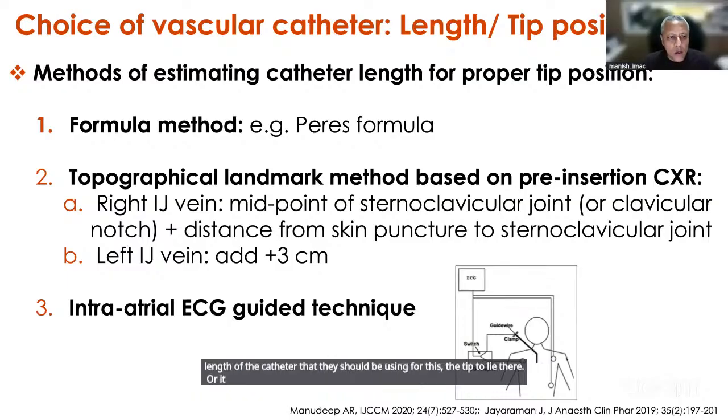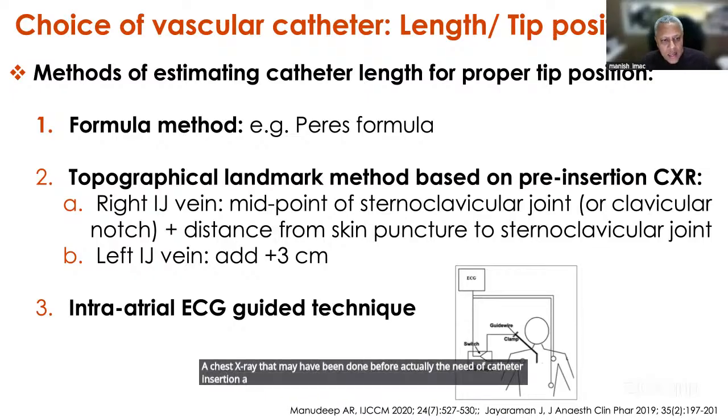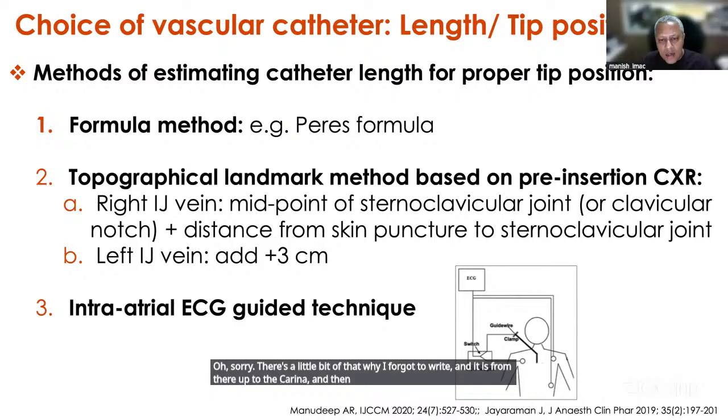Or it could be a topographical landmark, which is calculated from a chest X-ray that may have been done before the need for catheter insertion arose. Then they calculate the length of the catheter from the midpoint of the clavicular notch up to the carina. Sorry, there's a little bit of a typo, I forgot to write it. It is from there up to the carina, and then you add to that the distance from the skin puncture to the sternoclavicular joint. And if you're using a left-sided vein, then you must add 3 centimeters to that.